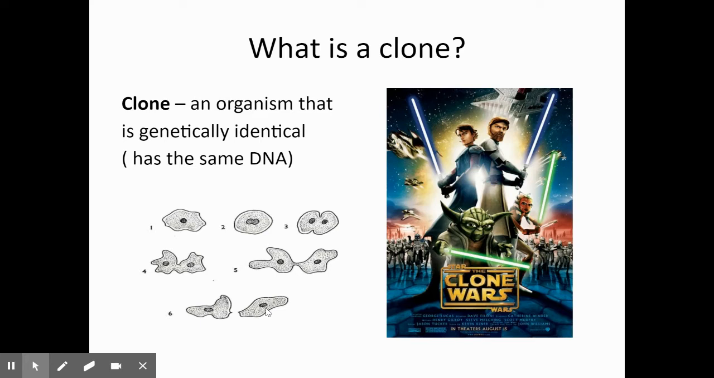Another example of a clone is if you had a plant and you cut off a section of that plant in order to grow another plant. Both plant one and plant two would have the exact same DNA, so we would say that they are clones because they are genetically identical. Same thing with bacteria. Bacteria divides into two. Bacteria 1 and bacteria 2 have the same DNA. They are genetically identical, so we would say that they are clones. So that is our biological definition of what a clone is.